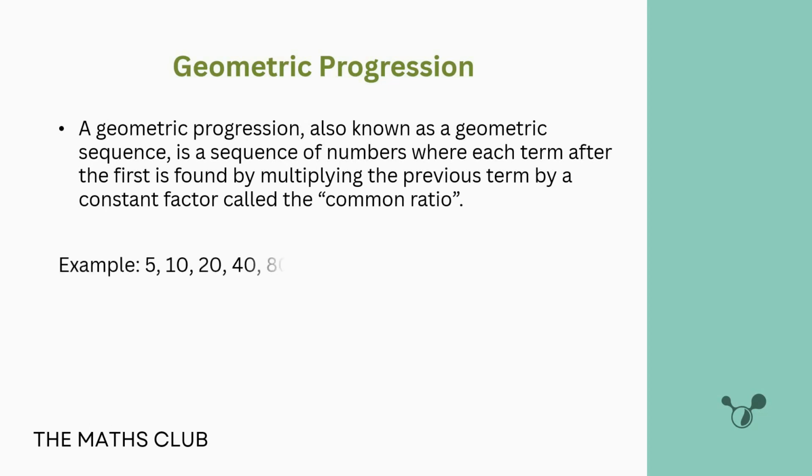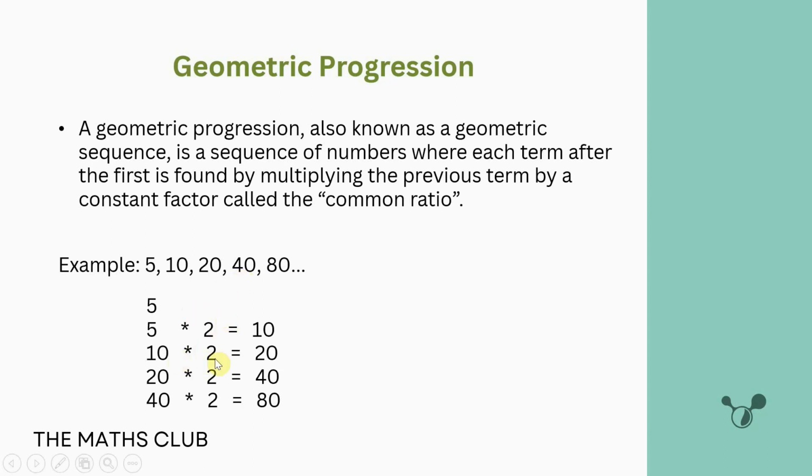So let's see some examples. You see that the first value here is 5, second value is 10, 20, 40, 80. So who can guess what the common ratio is? Great, you got it. The common ratio is 2. So you can see, 5 times 2, 10 times 2, 20 times 2, 40 times 2. So our common ratio is 2.